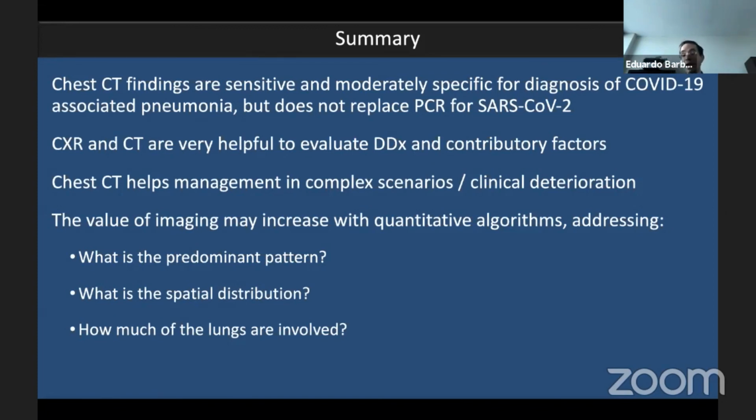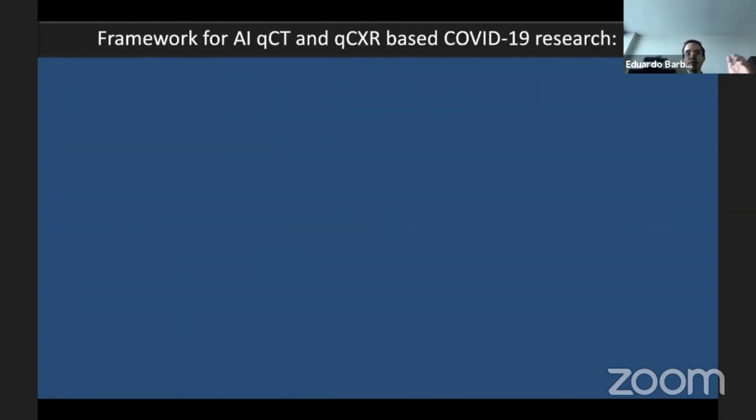And then the last question is how much of the lungs are involved, because that's where you can draw a parallel with what you're seeing in the imaging exams and other physiologic biomarkers, for example, the patient's oxygen saturation or markers of systemic inflammation. If you do that quantitatively and you measure that over time, then you have what very well may become a prognostic biomarker. So that's a framework that I would like to propose for artificial intelligence research utilizing quantitative CT and also quantitative chest radiograph in COVID-19.